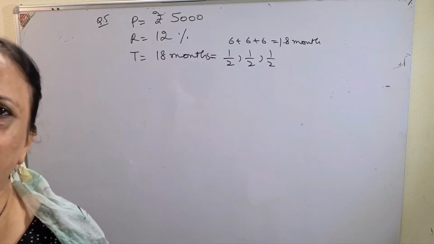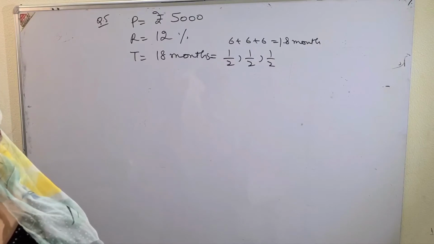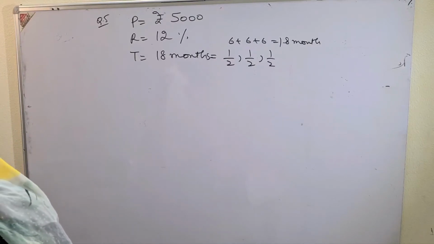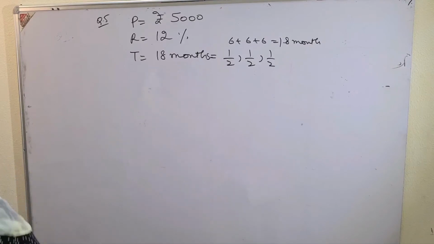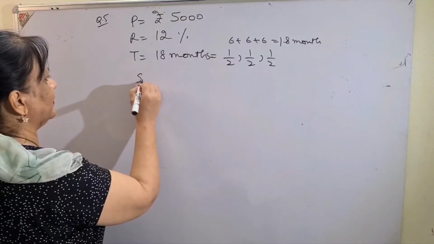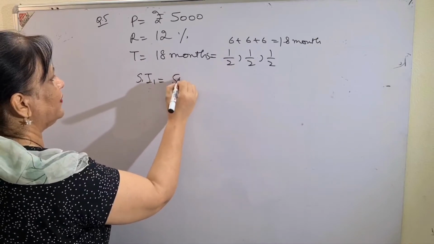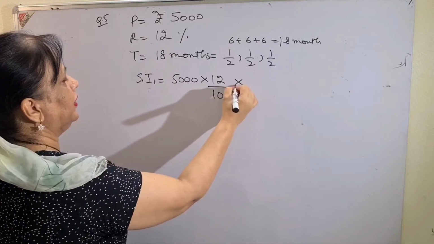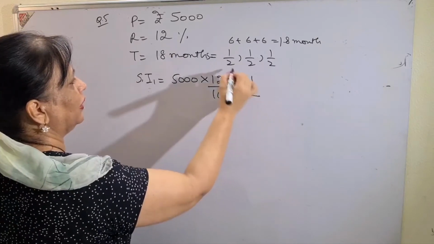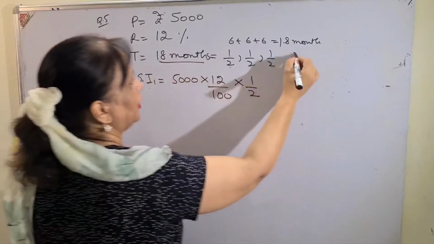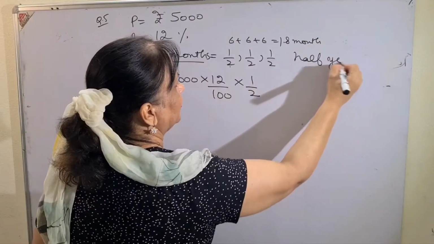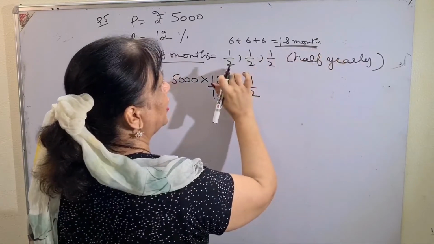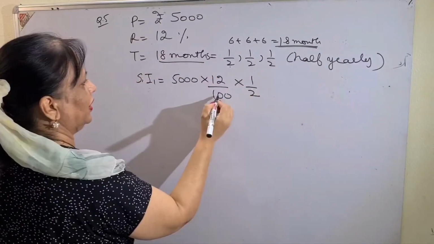So this is a new thing for you. 1800 to be repaid after every 6 months. You just understand what it means. I'll do it, then you will be able to follow more. So the same method will start. SI1 is 5000 into 12 upon 100 into 1 upon 2. My first unit, 18 months, you can write here half yearly. It has been given in the question, half yearly, 18 months was the total time given. So I divided it into 3 units. So you calculate it, children.